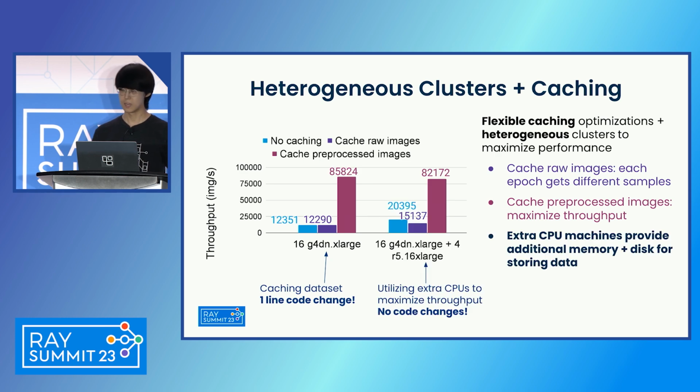Finally, we can combine this with using heterogeneous clusters, and we see that for the no caching and the cache raw images cases, we see an increase in throughput. And the extra CPUs that we're adding here alleviate some of the extra overhead that we were discussing before.